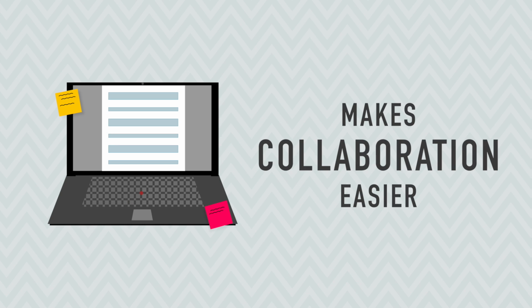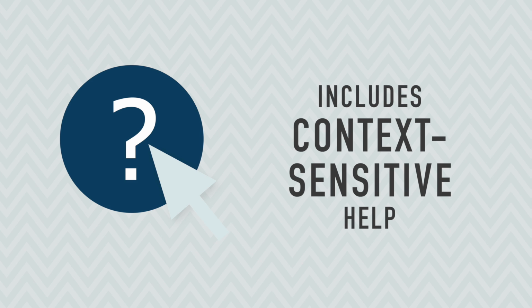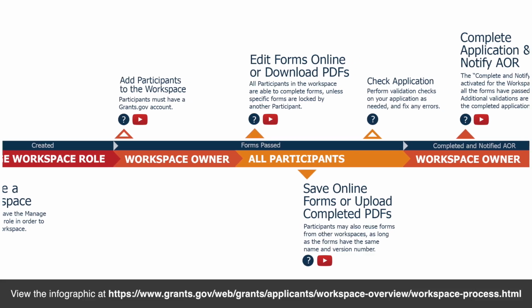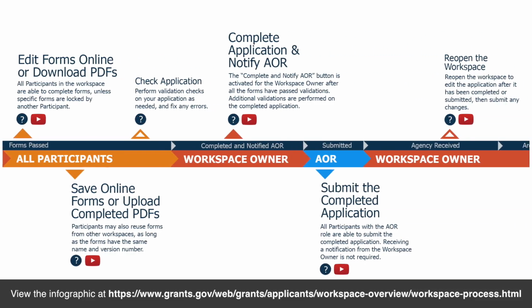Workspace functionality on Grants.gov makes collaboration easier, saves time as forms can be reused in multiple workspaces, and includes context-sensitive help for all pages, tabs, and windows within a workspace. This timeline outlines the workspace workflow, noting the role or access level that is needed to complete each key action.